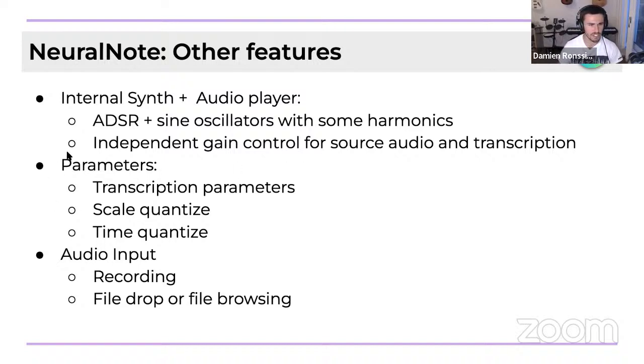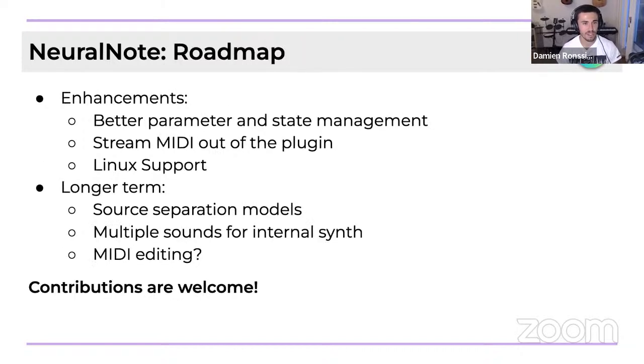For the parameters, I already showed that in the demo, so we can adjust the transcription parameters and do some quantization on the scales, on the notes, and on the timing of each note. And to get some audio in the plugin, we can either record, drop a file, or browse a file in your file system. Actually, this is Jatin who implemented this. Thanks for this contribution. And then finally, the roadmap for NeuralNote.